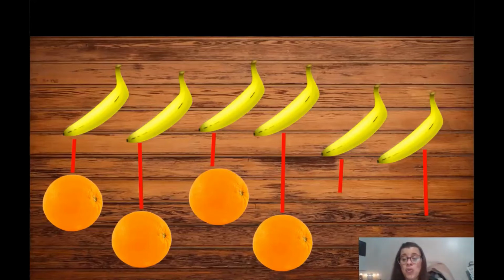So when we're talking about fewer than, that means the amount that is fewer has less. I see that I have fewer oranges than bananas. I know that I have fewer oranges than bananas because I have 6 bananas and 4 oranges.